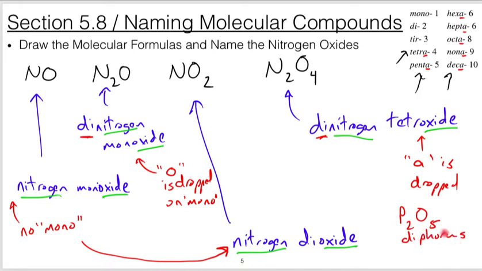Diphosphorus, not pentaoxide, but pentoxide. So again, that A is dropped. And that's it. Based on these rules in this short lesson, you can name any kind of molecular compound that you'll come across for this chapter. There's a whole category of molecular compounds that you would deal with in organic chemistry. There's a different nomenclature set of rules for that, okay?